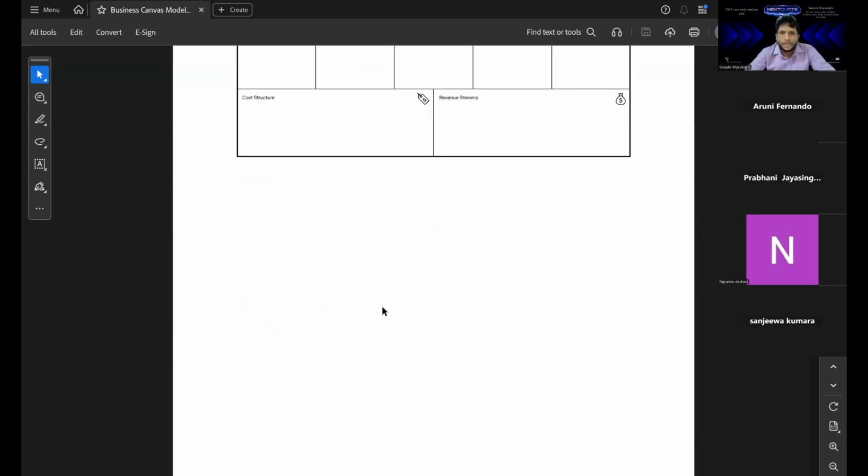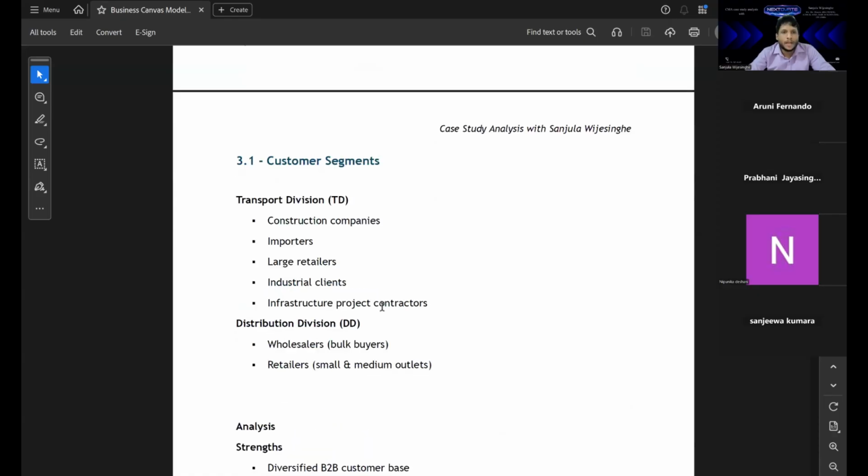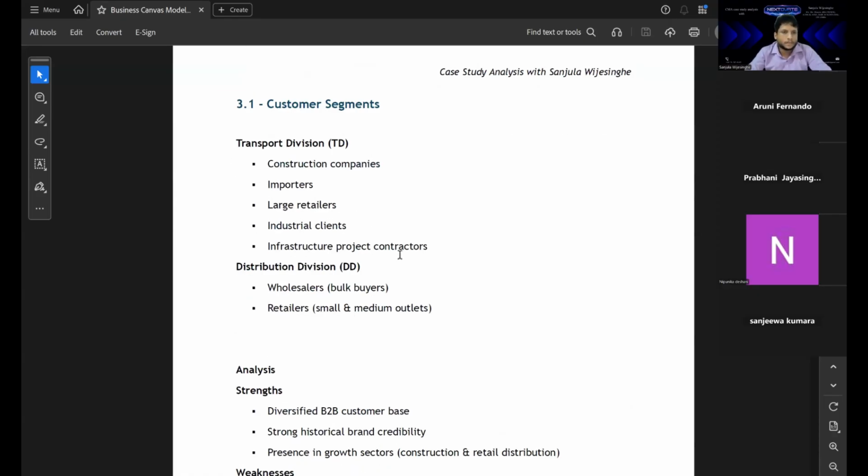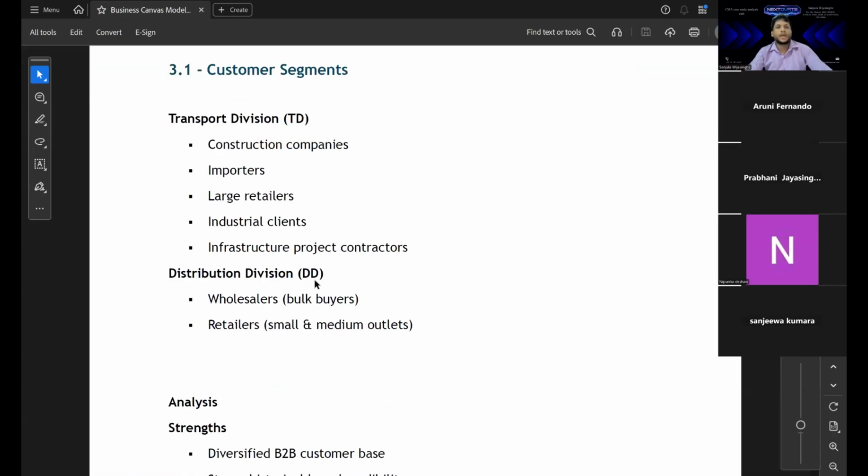Now customer segment. We need to go to the customer segment. Under transport division, you can identify construction companies, importers, large retailers, industrial clients, infrastructure project contractors. Those are the customer segments that you can identify under transport division. Then the distribution division, wholesalers and retailers are there under the SBUs, right? Bulk buyers and the small and medium outlets are also available, right?